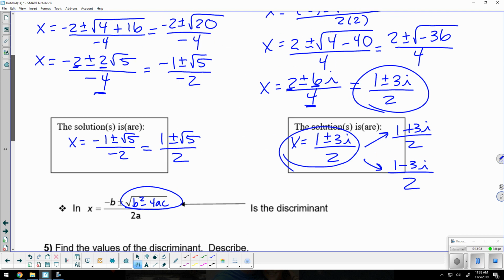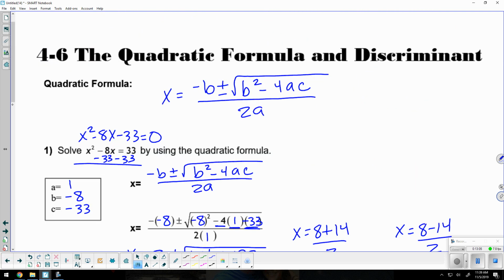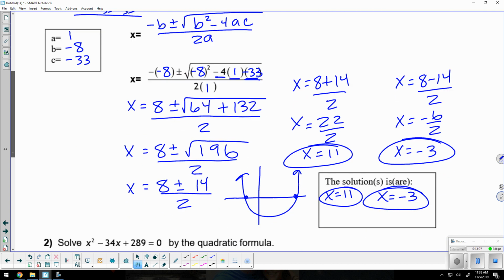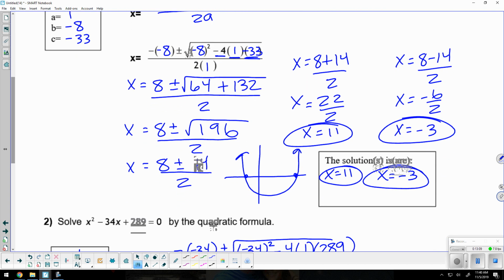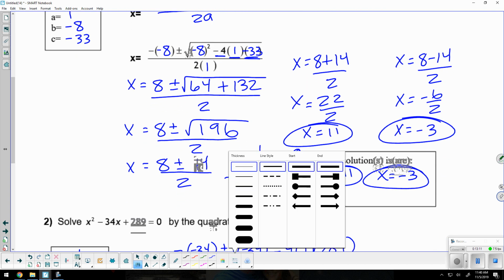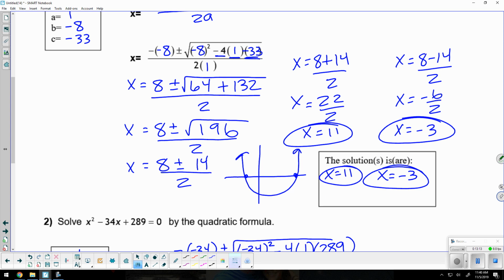So where we can see examples of this, let's go back here. The very first problem, take a look at your discriminant. Underneath the radical, this is what I'm looking at. This is the discriminant. Underneath the radical, you can see we're at 196. That is a positive number and it's a perfect square. And as you see, our answers came out to be real and rational solutions. 11 and negative 3, those are real numbers and they're rational.